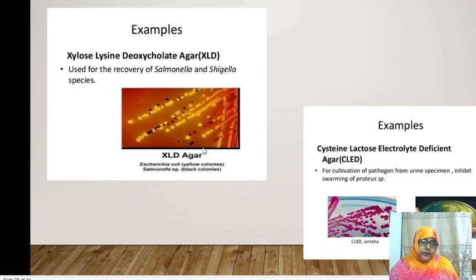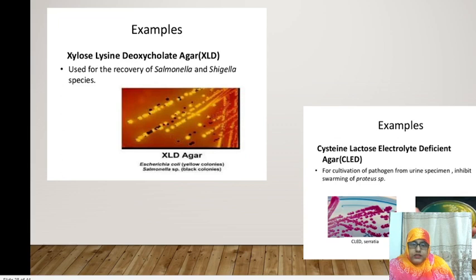Then the second example was XLD, xylose lysine deoxycholate agar, used for recovery of Salmonella and Shigella species. You can see here for E. coli, yellow color colonies are formed, and for Salmonella species, black color colonies are formed. These colors are basically indicated in specific pharmacopoeias. You can confirm them and then write it here. This is the basic information about this.